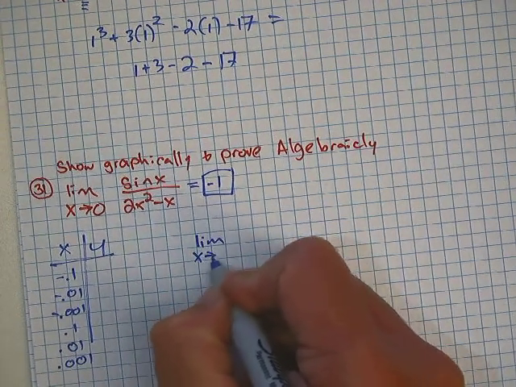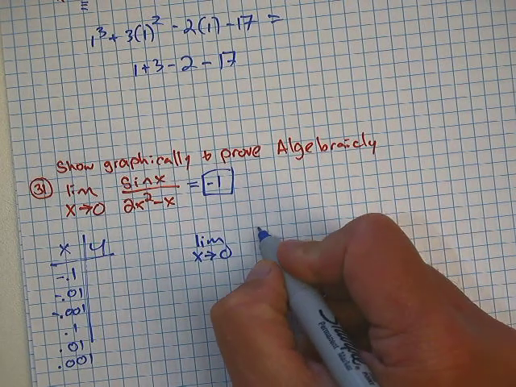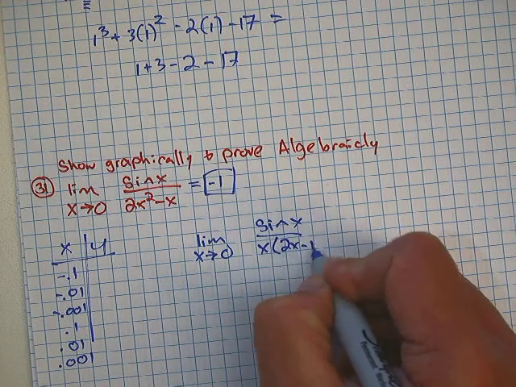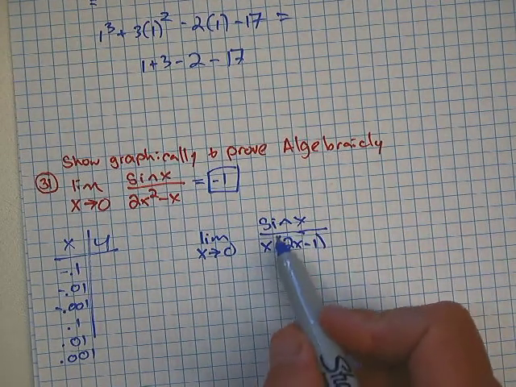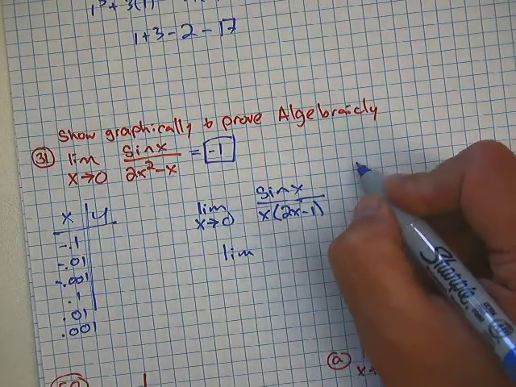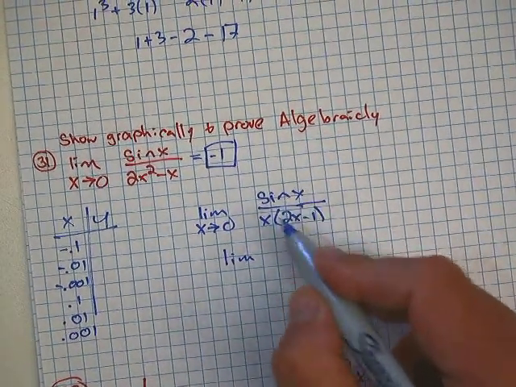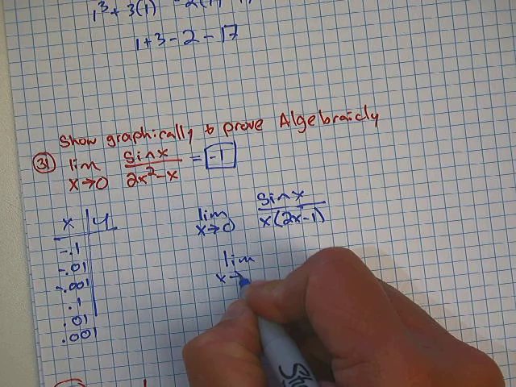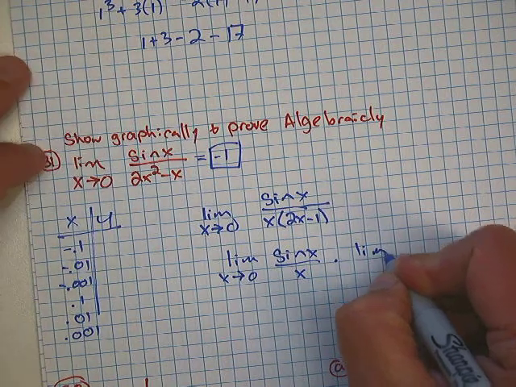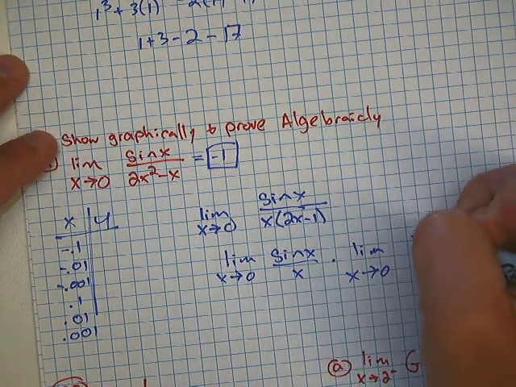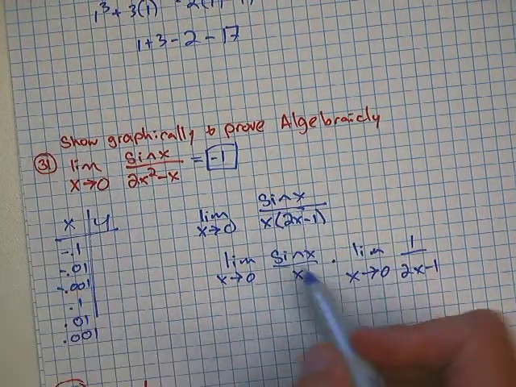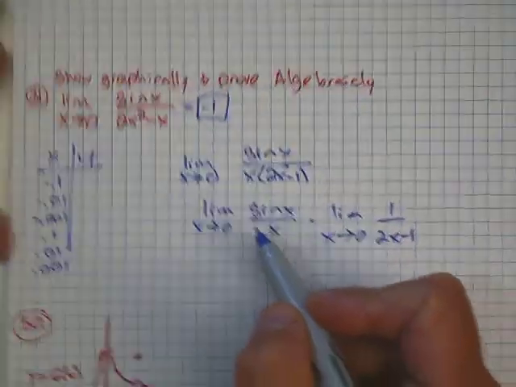So we've got to remember our limit rules, and we take this limit and we can split this up. We factor out the bottom, and we get sine of x over x times 2x minus 1. That's just using a little bit of algebra. Then we use our limit rules, and the limit rules say that if we have two functions being multiplied together, we can separate them. The limit as x approaches 0 of sine of x over x times the limit as x approaches 0 of 1 over 2x minus 1. That times that equals this right here.